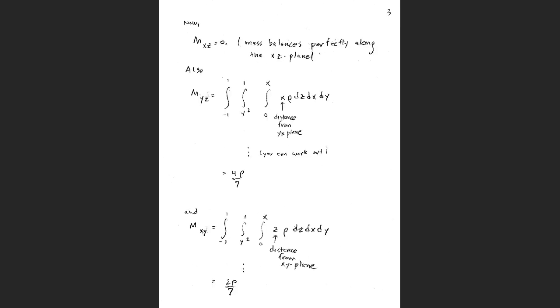So we need to find the moment about the XY plane, and you're going to have a z inserted in before the density. Because what determines the moment about the XY plane? How far the points in the solid are from the XY plane, and that's a z value. And so you'll get 2 rho over 7. Are there any questions so far?